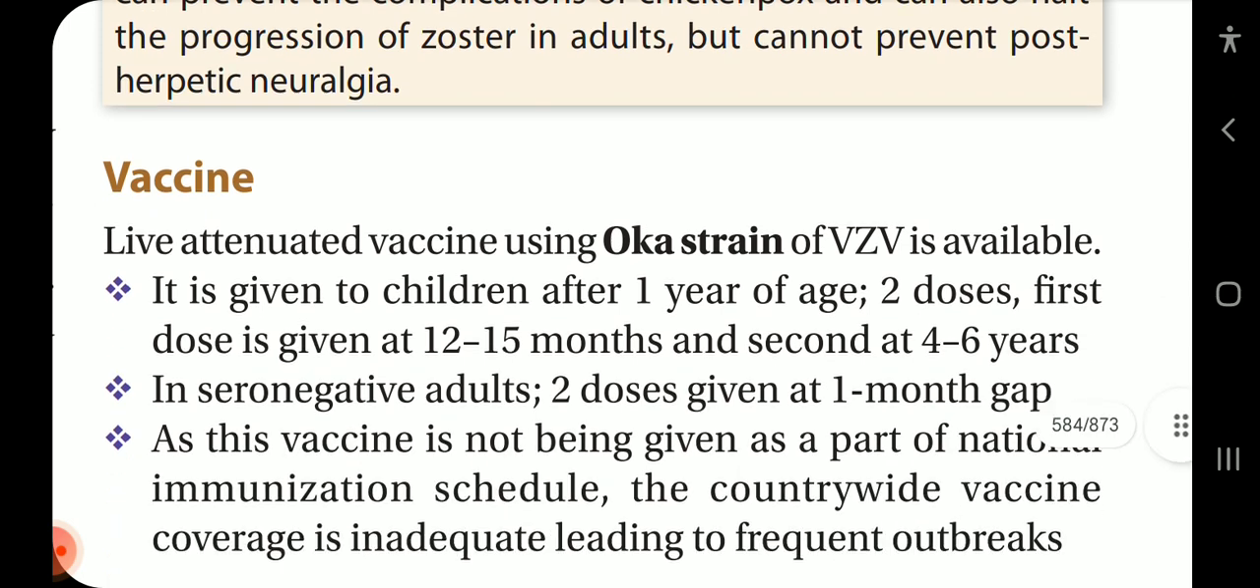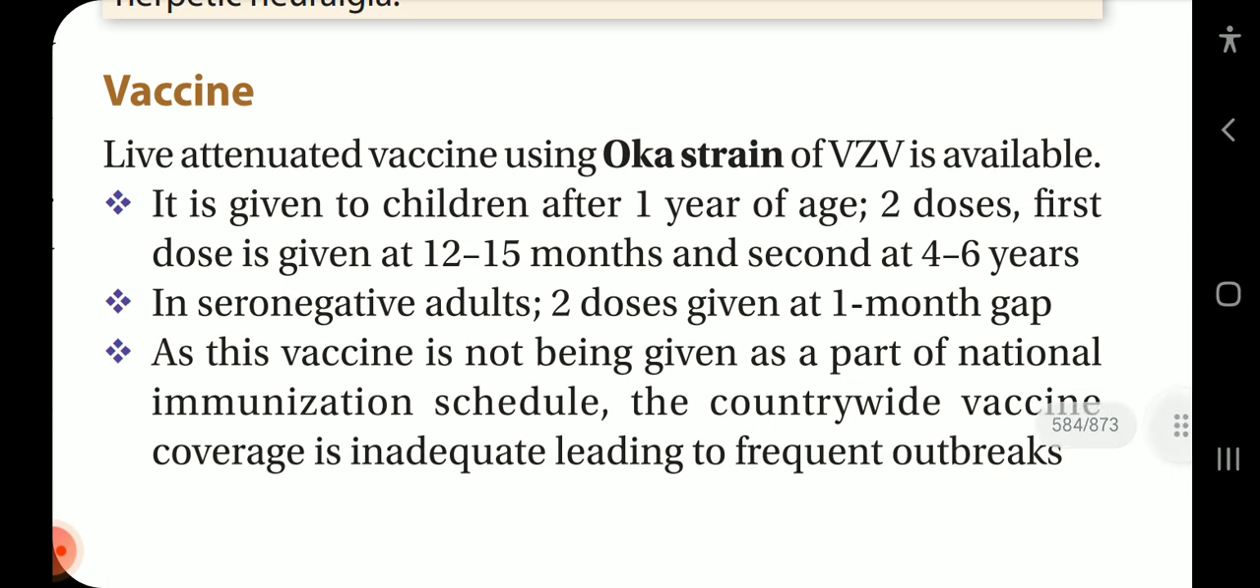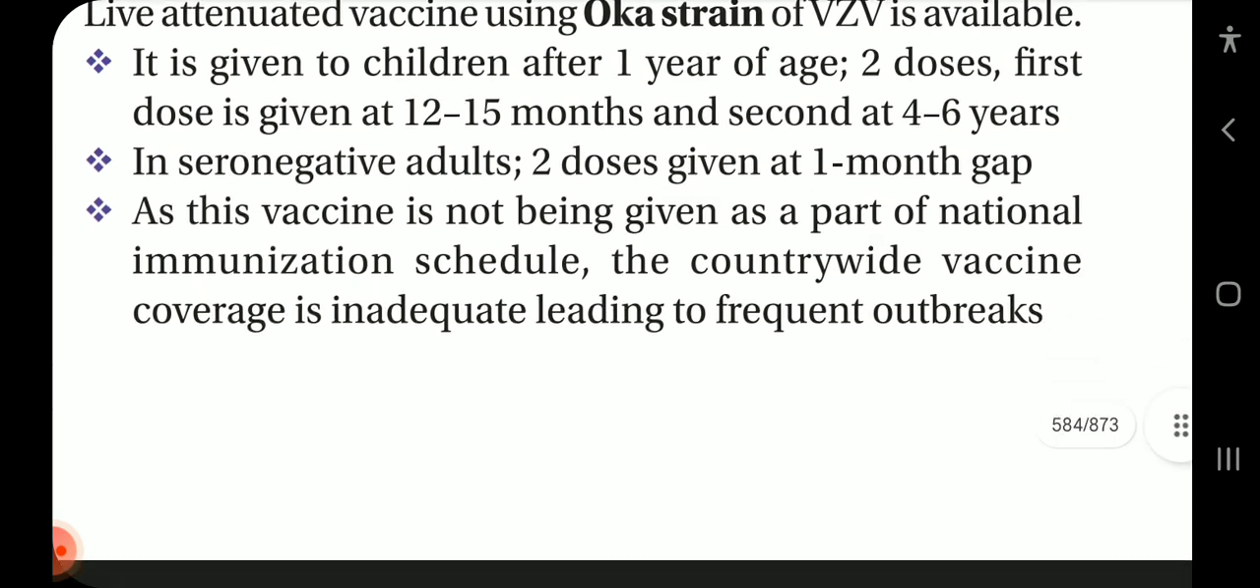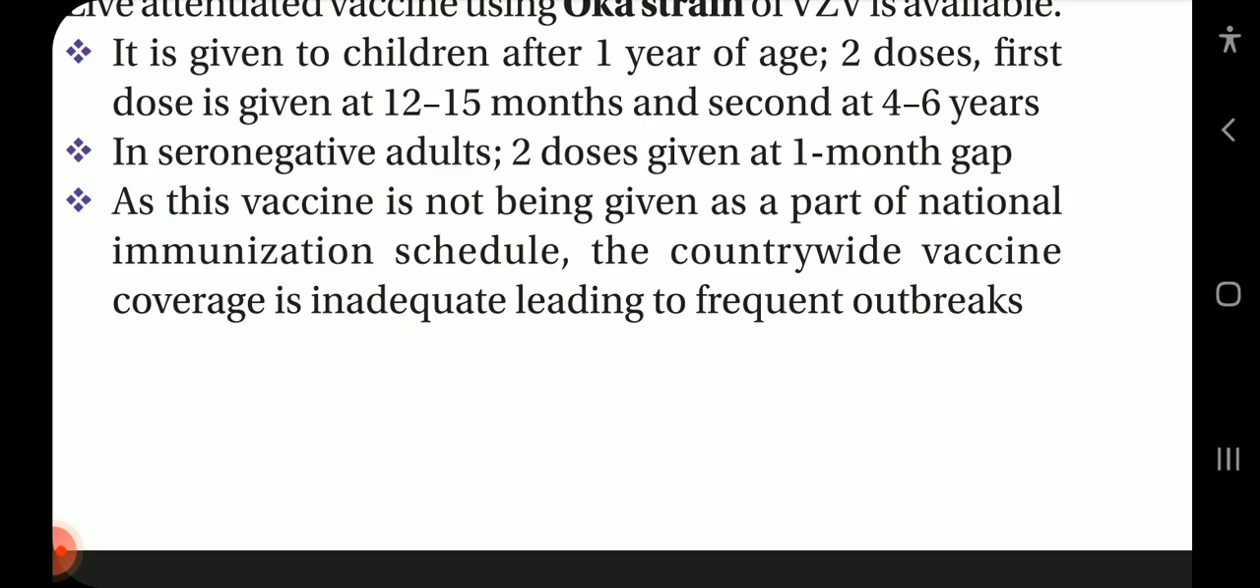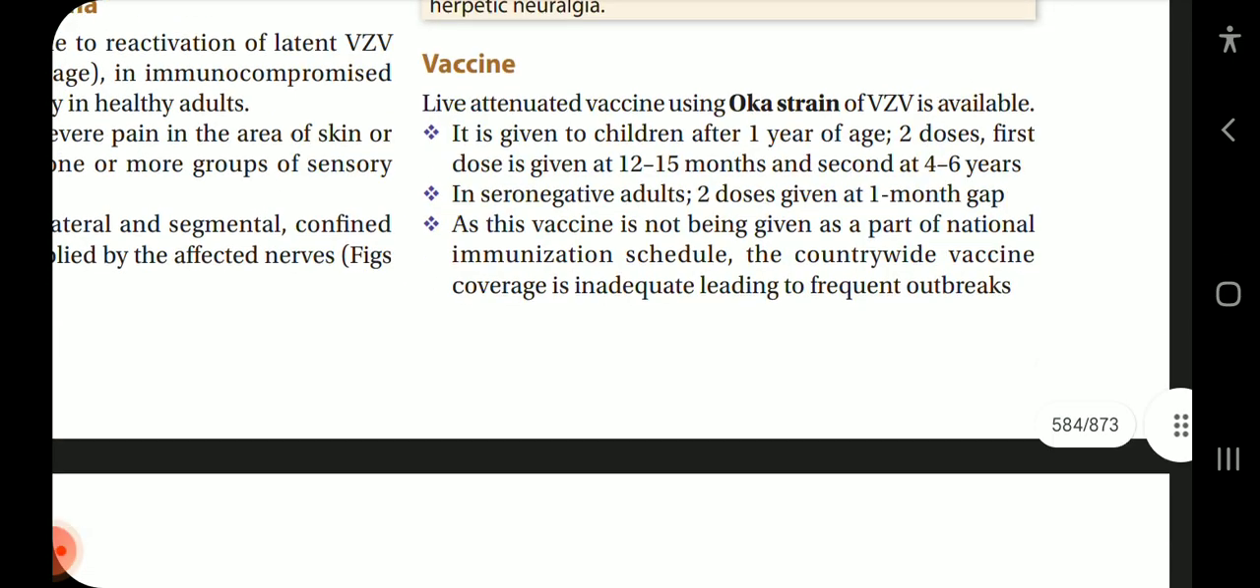neuralgia. Vaccine. Live attenuated vaccine using Oka strain of VZV is available. It is given to children after 1 year of age. 2 doses. First dose is given at 12 to 15 months and second at 4 to 6 years. In seronegative adults, 2 doses given at 1 month gap. As this vaccine is not being given as a part of national immunization schedule, the countrywide vaccine coverage is inadequate, leading to frequent outbreaks.